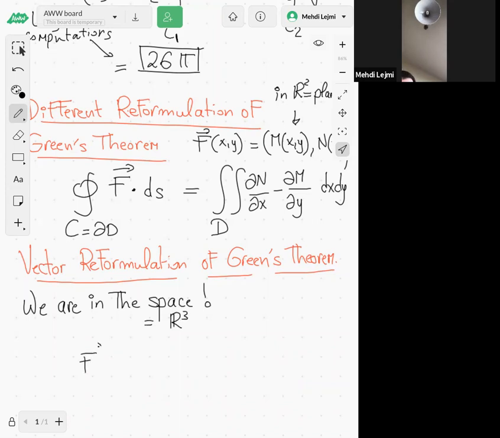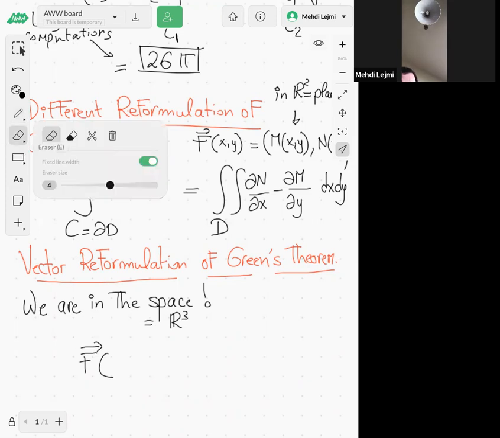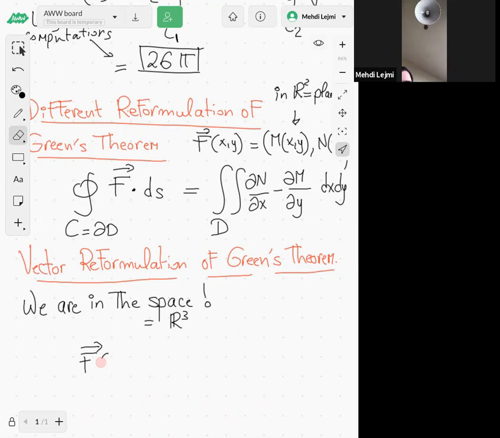So my vector field F would now have three components. We're going to have M, of course, as the first component, and the second component would be N. But as the third component, because there's no third component in F, it's just in the plane, right? So I'm just going to say it's 0. The third component of F is 0, right?